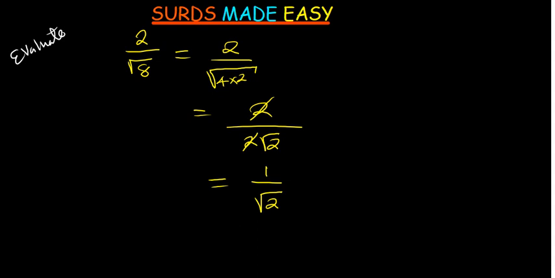And then from there, what do you think? What are we going to do for us to be able to rationalize the denominator? When you're evaluating, in other words, rationalize the denominator, what are we going to do?